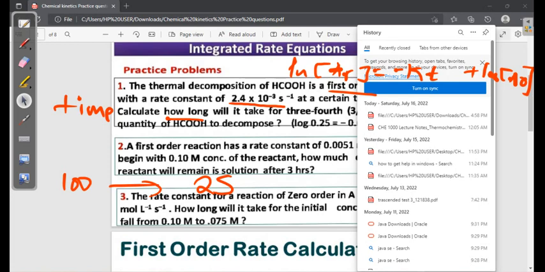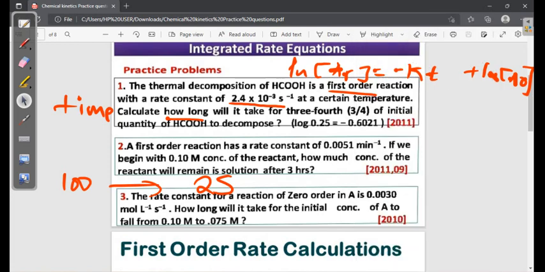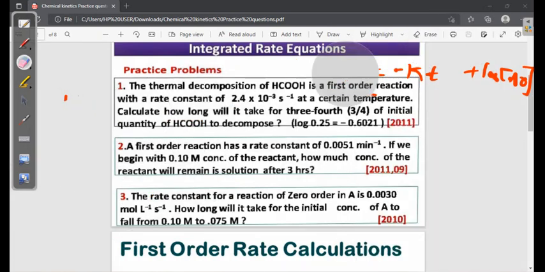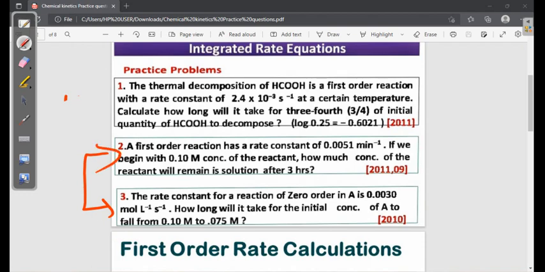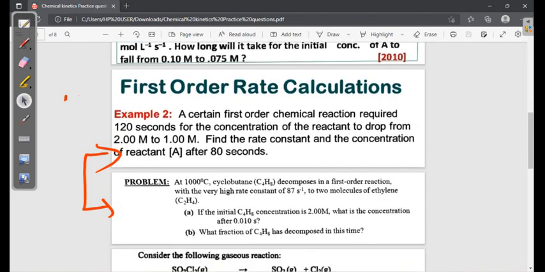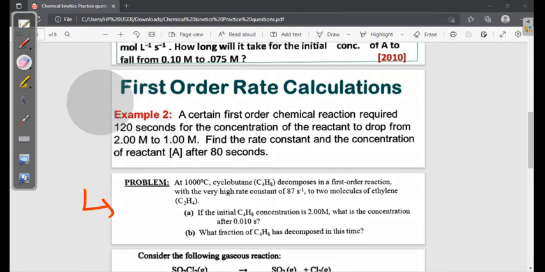And then, which other question is important that I need to answer? I think you can answer the second one and the third one. So I'll emphasize again, in case you never attempted these questions, attempt this one, the second and the third one. Let me try to look at the questions. If you look at the first order, I think this is also the same. A certain first order chemical reaction required 120 seconds for the concentration to drop from that to that. Find the rate constant and the concentration of the reactant after 80 seconds. This is also simple. Are we able to answer it?